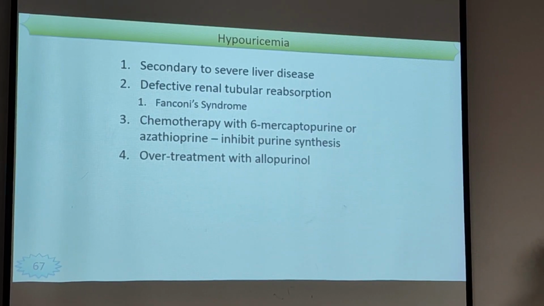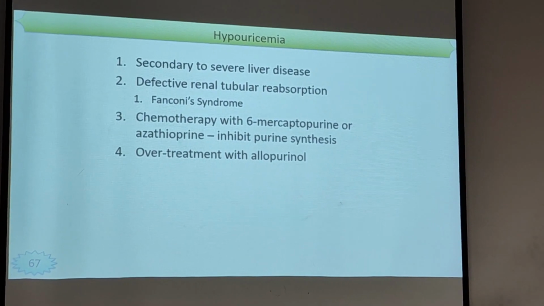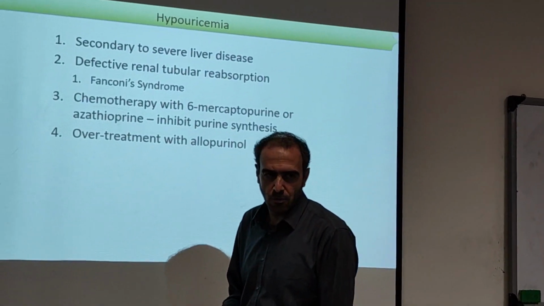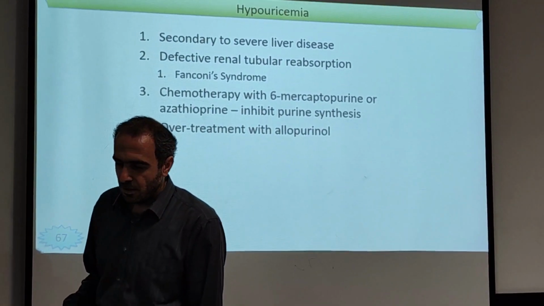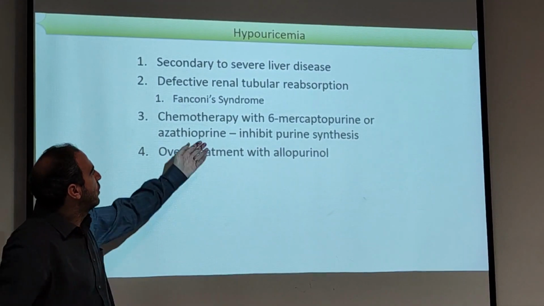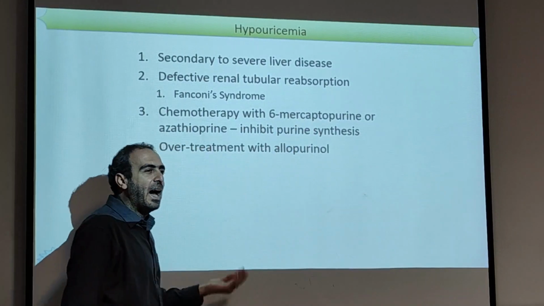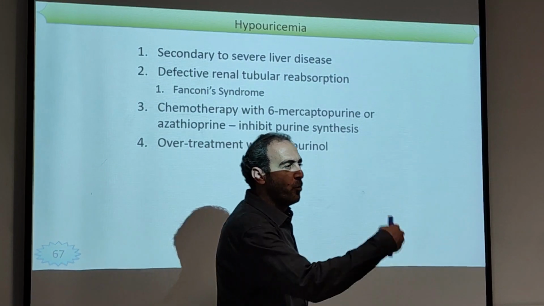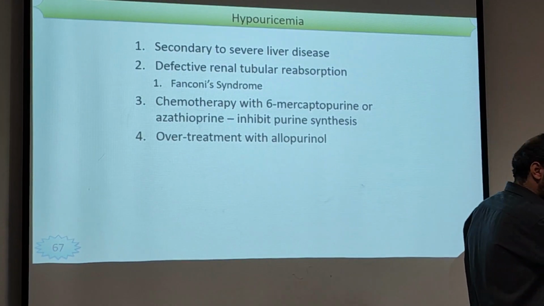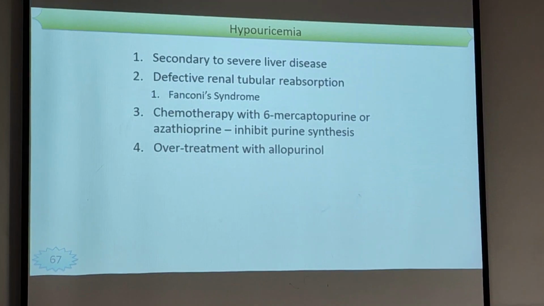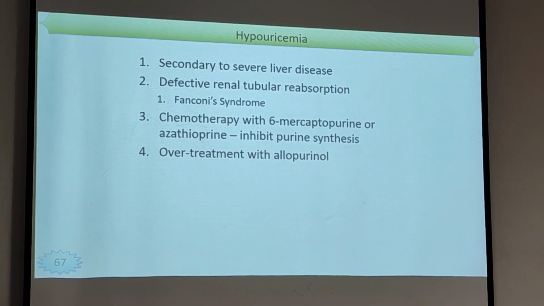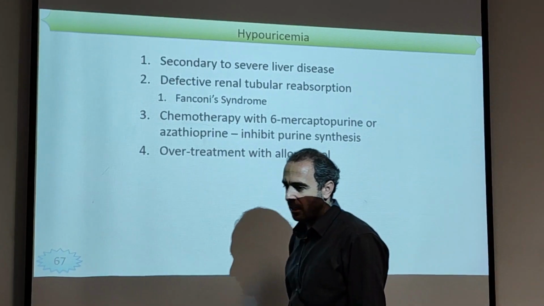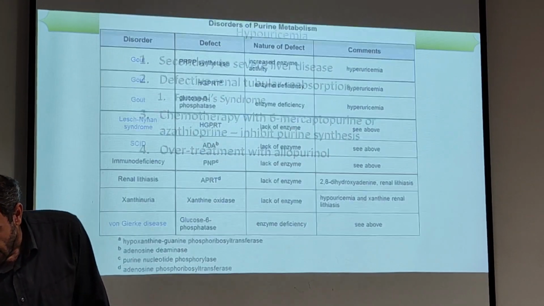It was many times questioned. Which one of the following leads to hypouricemia? Fanconi syndrome is one of the reasons of hypouricemia. And chemotherapy with 6-mercaptopurine. And finally, treatment with allopurinol. If you overtreat, because they inhibit uric acid production, uric acid concentration is decreased and hypouricemia occurs.